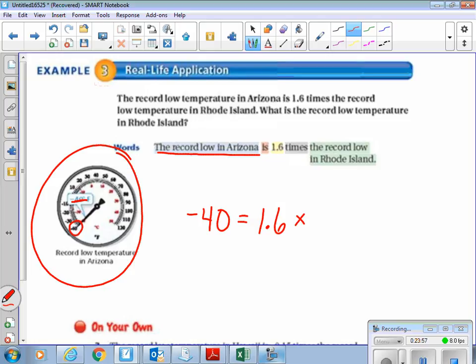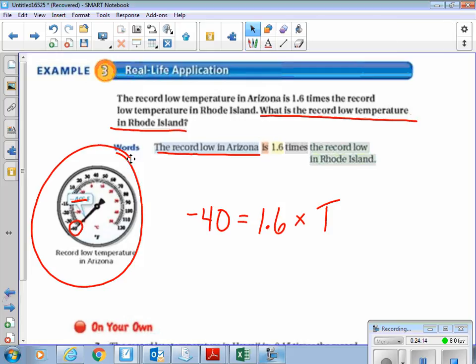Well, the question was, what is the record low temperature in Rhode Island? So that's my unknown. So we're going to call that T, since we're talking about temperature. You can use any variable, it doesn't matter. So I've got a multiplication problem here that I need to solve for T. How do I undo multiplication? I should be dividing on both sides of the equation.